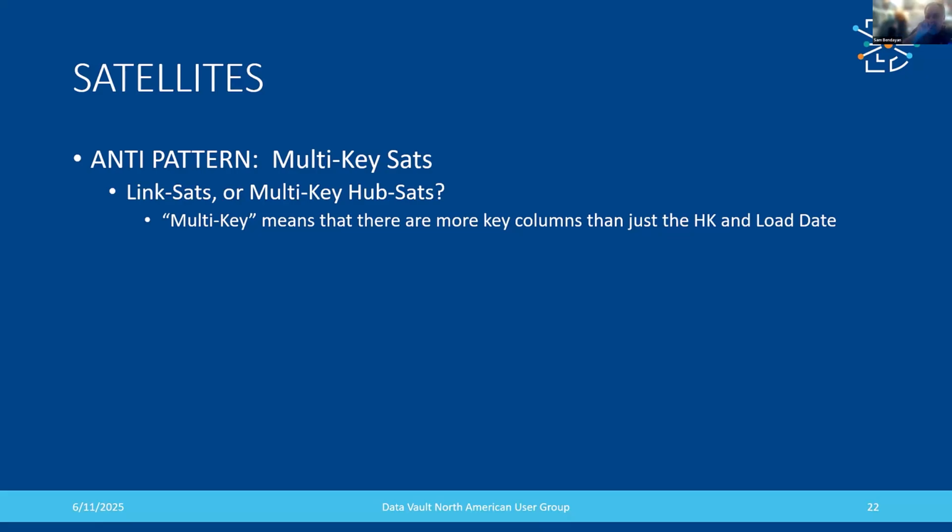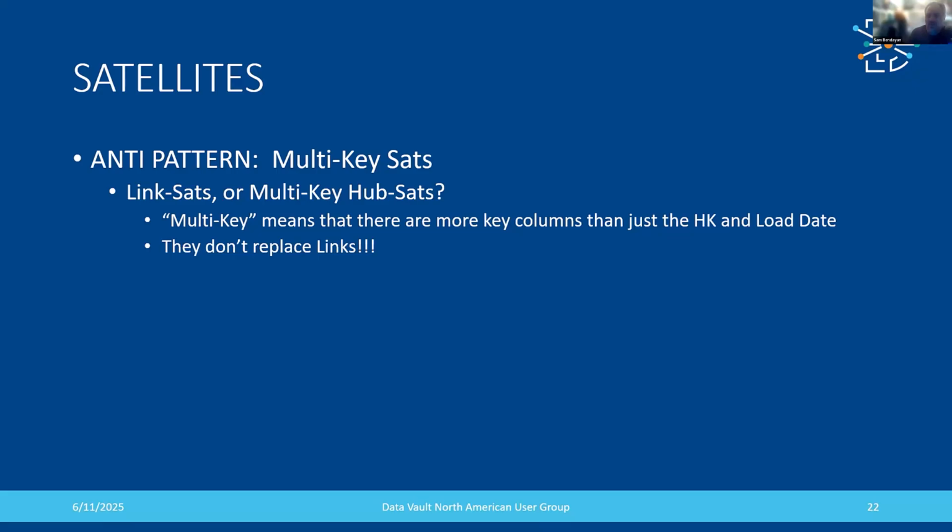So now I've got a hub set with what I call a multi-key satellite, which means you have more key columns than the usual key column set in a satellite, which is your hash key and load date, right? That's what I mean by multi-key satellite. So I ran into this, and what I found is, these really don't replace links.